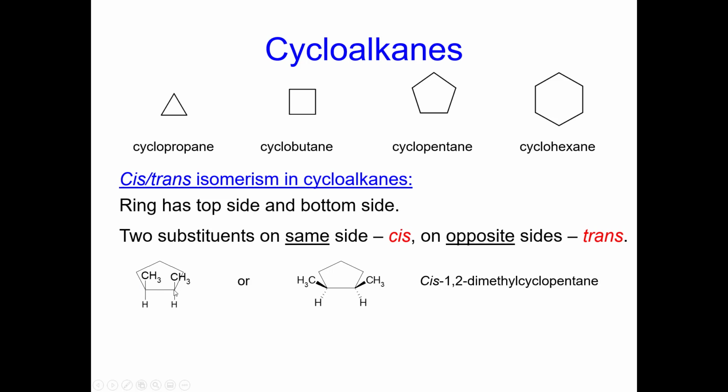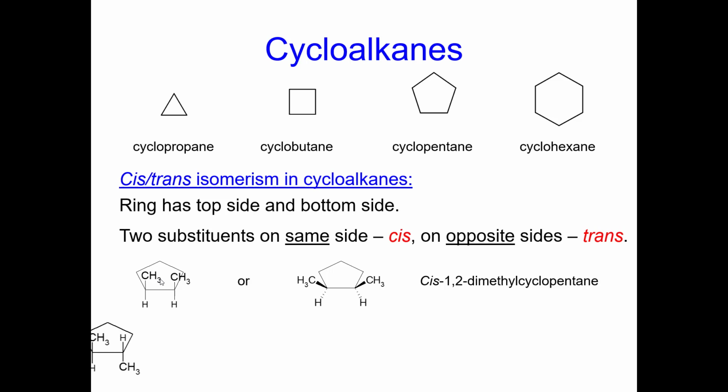Doesn't matter which one you choose to be 1. 1, 2, 3, 4, 5. So 1,2-dimethyl cyclopentane. And because they're on the same side of the ring, they are cis. So cis-1,2-dimethyl cyclopentane.